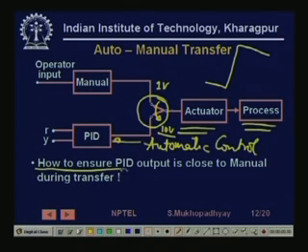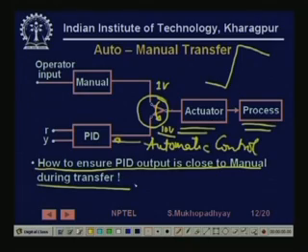So this shock, we normally try to operate the processes so that if we want to increase the input, we ramp it up gradually. You do not give an input 1 volt now, 10 volt then again minus 2 volts. So such inputs are sometimes detrimental to the equipment, either in the process or to the actuator equipment. So the question is how to ensure that the PID output is close to the manual during transfer.